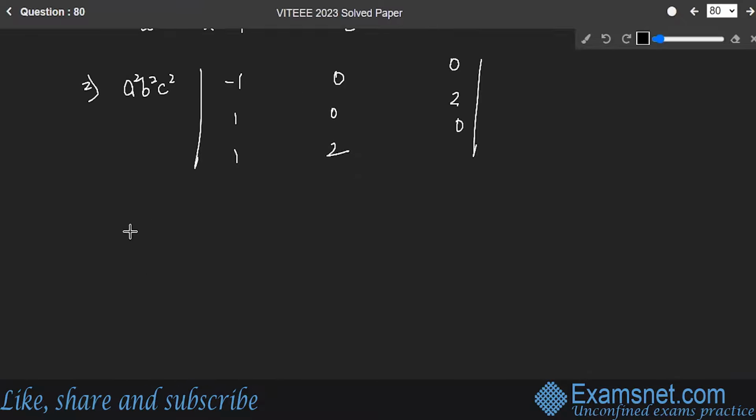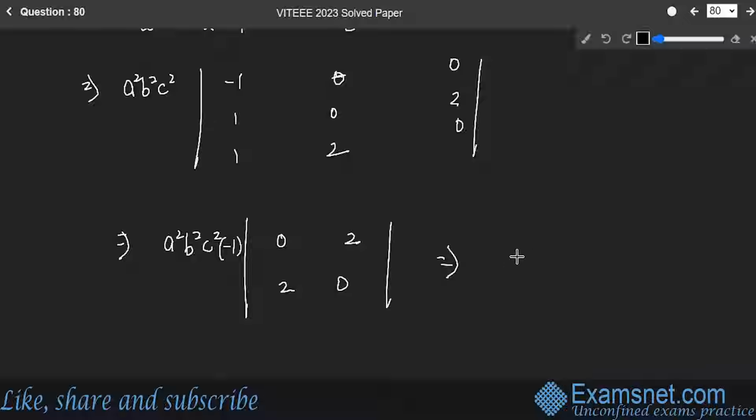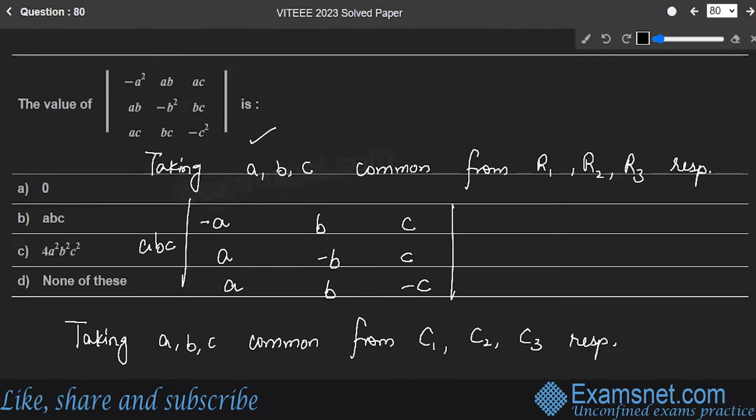Okay. Now, this can be written as a square, b square, c square. You will be left with, after cancelling these ones, minus 1. This minus 1 will come outside and you have 0, 2, 2, 0. Okay. So this is minus a square, b square, c square into 0 minus 4. That is equal to 4a square, b square and c square. This is the answer to the question. Option C is the correct answer. Hope you understood this.